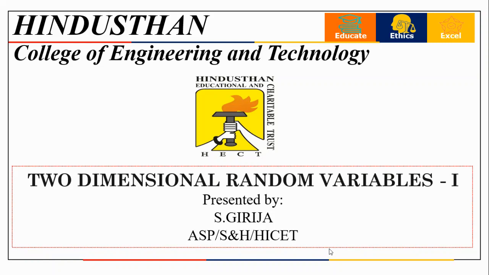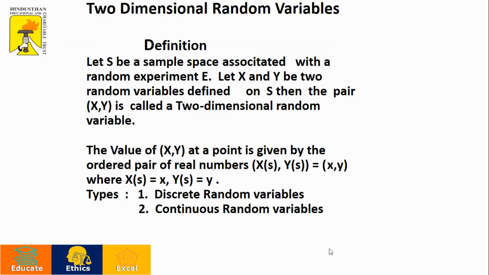In this video, we are going to see two-dimensional random variables. Before that, we have to see some of the definitions of sample space and random experiment. Sample space means, when we are tossing a coin, we have results, that is either head or tail. The head and the tail together are called the sample space.